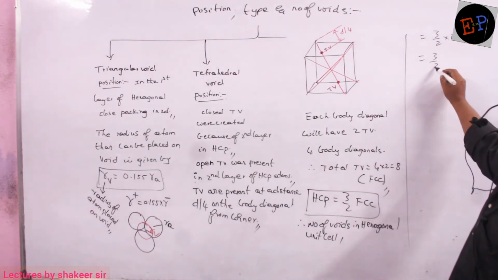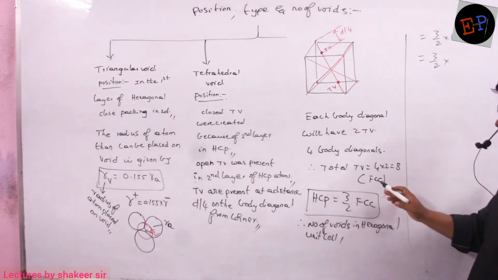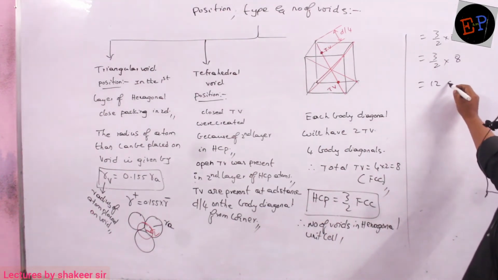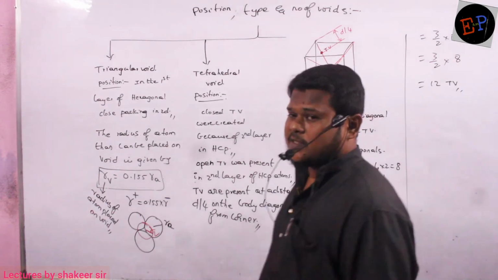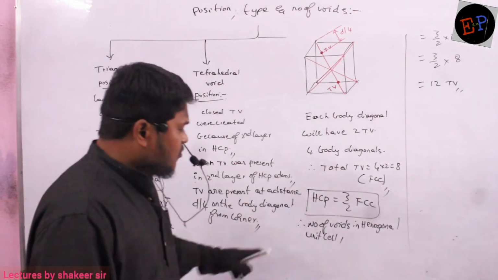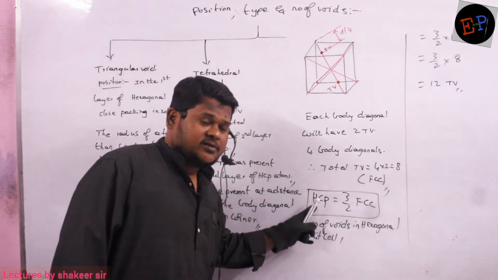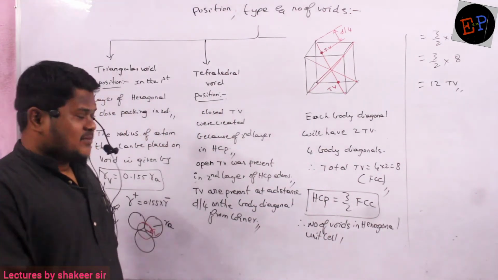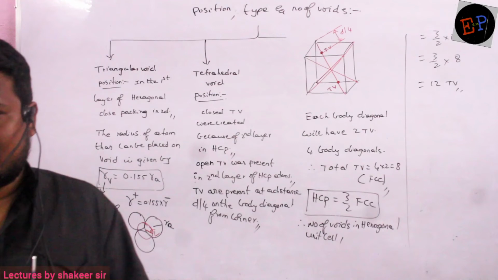Clear? 3 by 2 times of how many tetrahedral voids are present in FCC? 8. So 3 by 2 into 8 is how much? 12. So 12 tetrahedral voids are present in which type of unit cell? Hexagonal unit cell. Okay? And how we got this relation, you need not understand, you have to memorize it. Understood? That is the discussion. Make a note up to here.